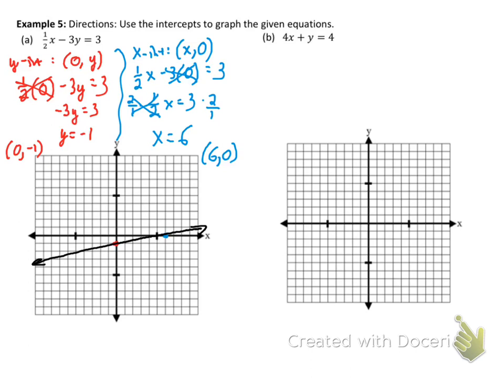So one more example in this video, and then that'll wrap it up. So try B. Figure out what the two intercepts are, plot them, and then connect the dots.